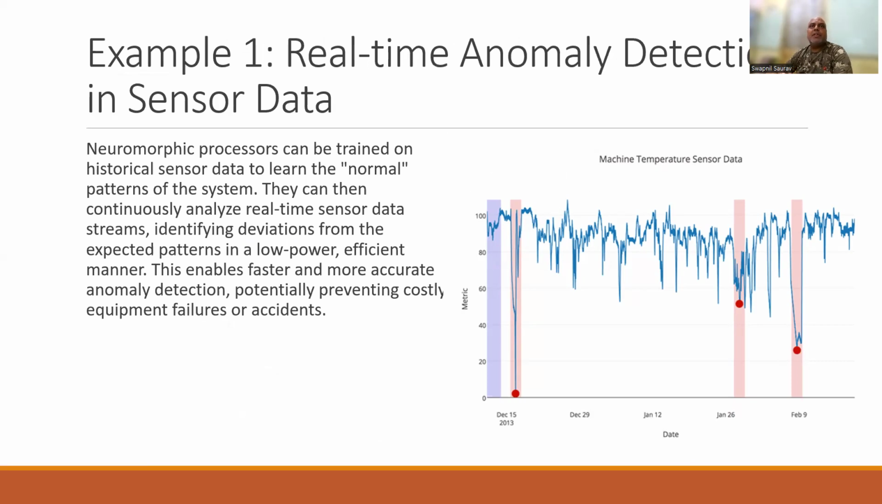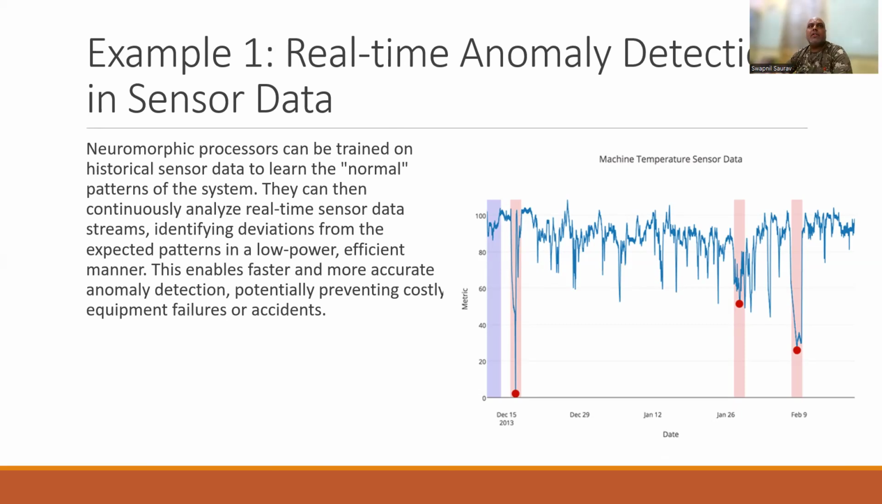Now, traditional computers analyze sensor data to detect anomalies that might indicate equipment malfunction or safety risk. Neuromorphic processors can be trained on historical sensor data to learn the normal patterns of the system. They can then continuously analyze real-time sensor data streams, identifying deviations from the expected pattern in a low power, efficient manner. This enables faster and more accurate anomaly detection, potentially preventing costly equipment failures or accidents.